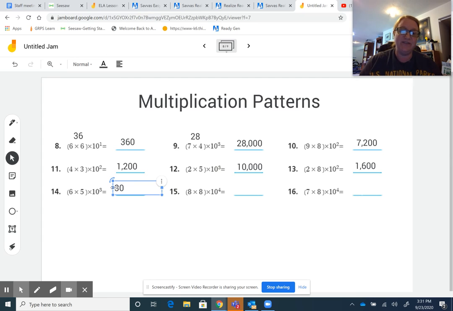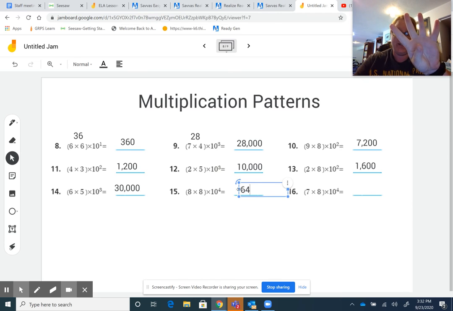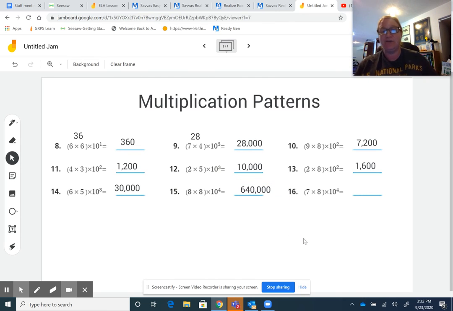6 times 5 is 30, times the third power of 10, so 3 more zeros, 1, 2, 3, and that gives me 30,000. Then I have 8 times 8, which is 64, times the fourth power of 10. So I need 4 zeros here. 1, 2, 3, 4. I'm going to go back 3 spaces to put my comma in, and that gives me 640,000. And then the last one says 7 times 8.